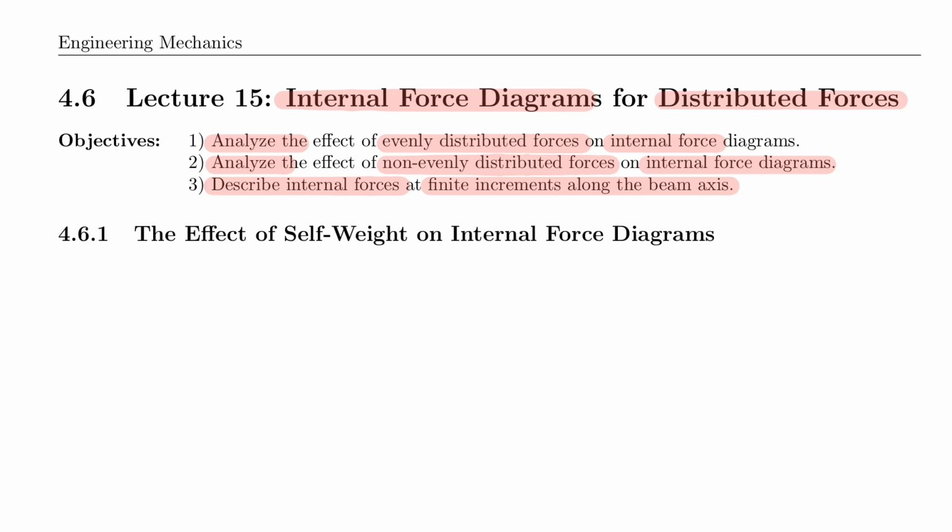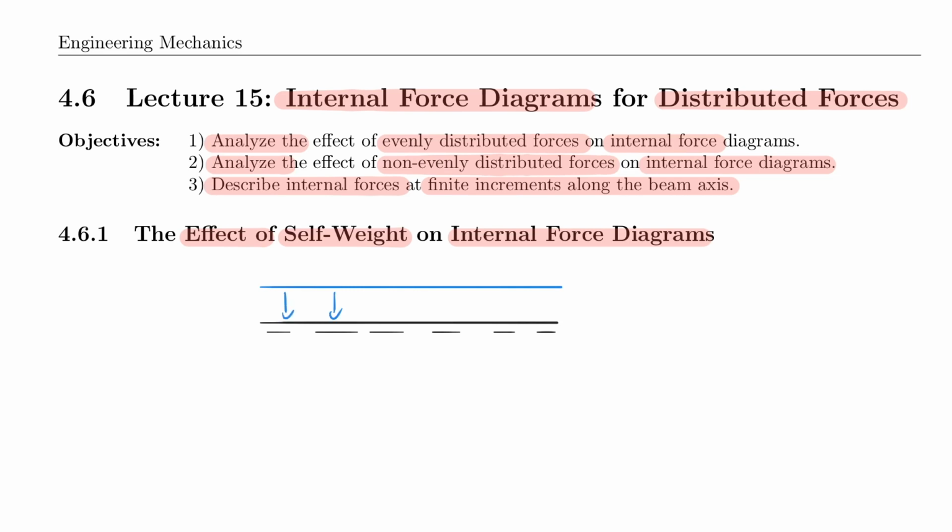So let's go ahead and get started and think about the effect that self-weight, or an evenly distributed force, has on the internal force diagram. And to do that, let's of course first draw a cutout section of a beam. So let's say this is my rigid body here, which therefore deserves a dashed line, and it is loaded with an evenly distributed force. So that would look something like this. And this beam is some element cut out somewhere out of a beam. So I cut this out here and I cut this out here.